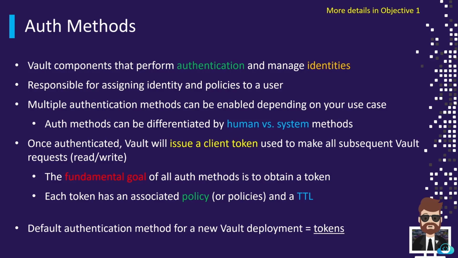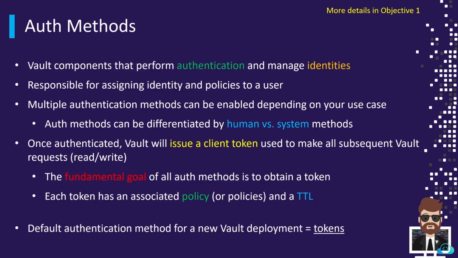All right, so multiple authentication methods can be enabled depending on your use case. Now, there are different types of auth methods. Auth methods can be differentiated a lot of times between human versus system or machine methods. So if you think about username and password or OIDC or things like that that require a human to type in credentials, a lot of times those are human-based authentication methods. Things like tokens or AppRole or TLS are more geared around machine-to-machine authentication, right, for systems.